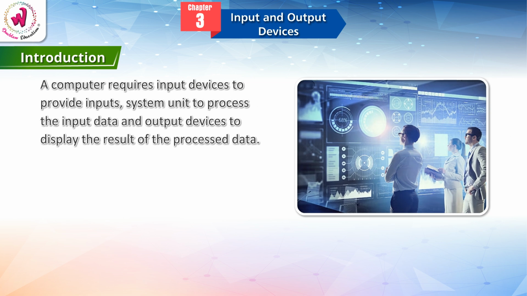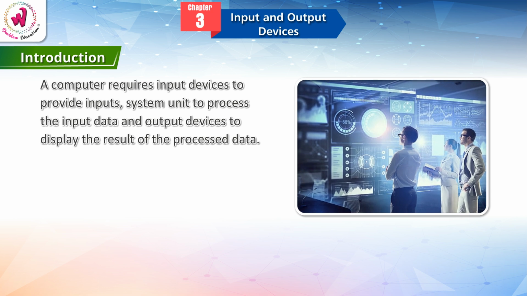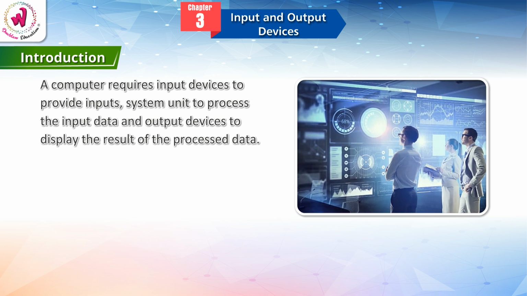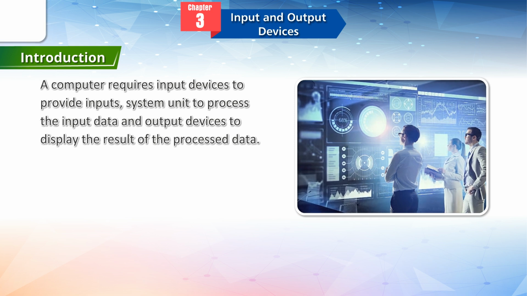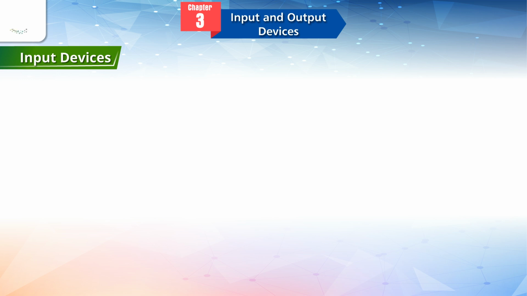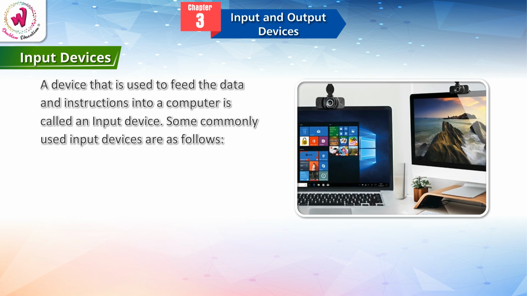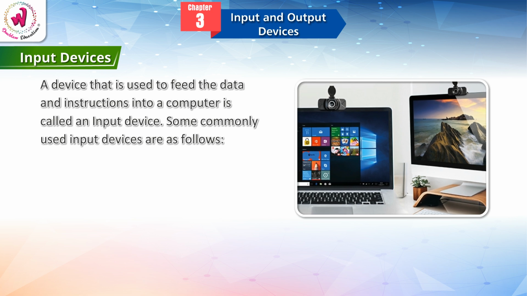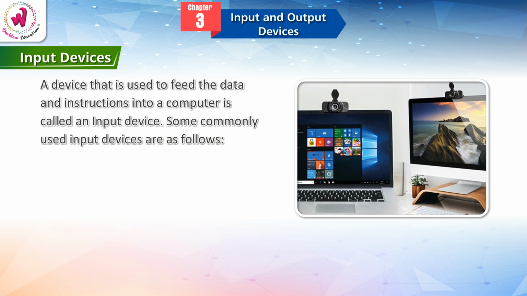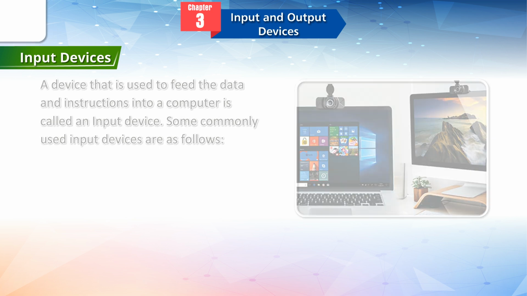A computer requires input devices to provide inputs, system unit to process the input data, and output devices to display the result of the processed data. Input devices. A device that is used to feed the data and instructions into a computer is called an input device. Some commonly used input devices are as follows.